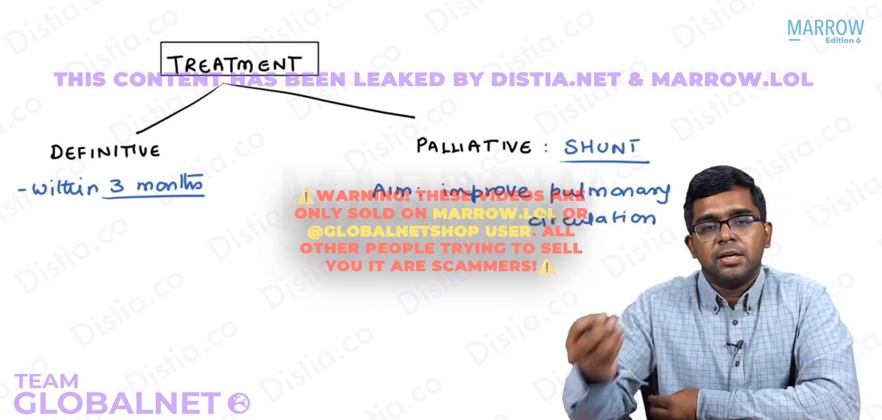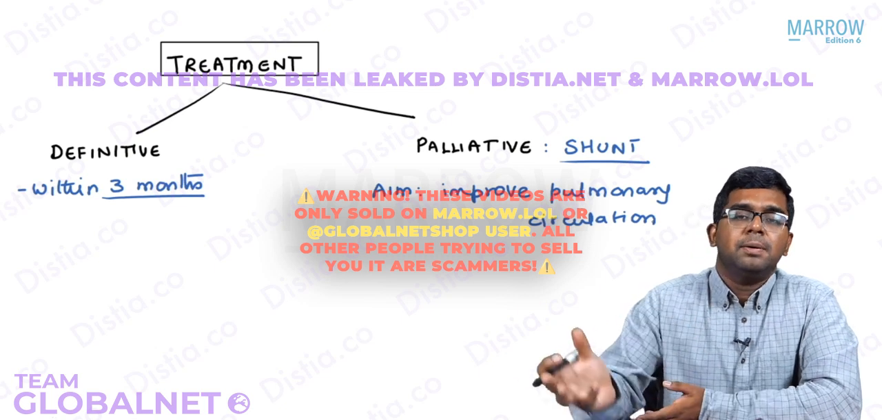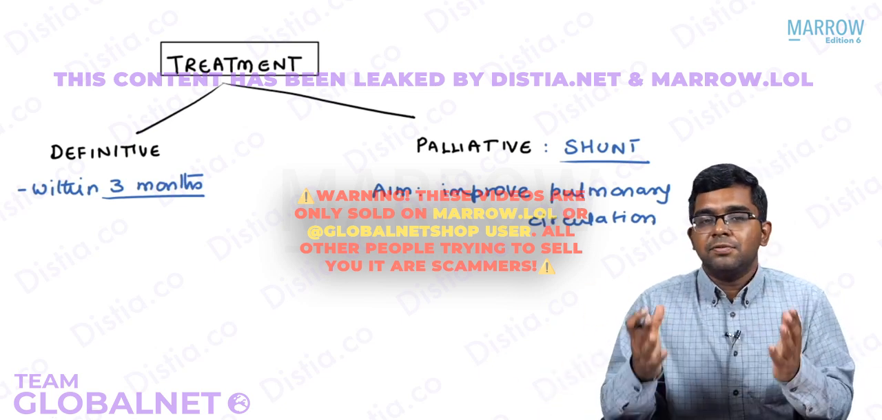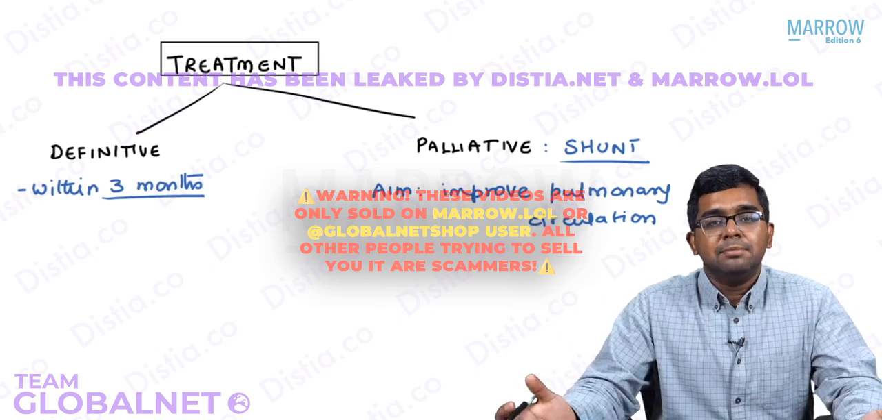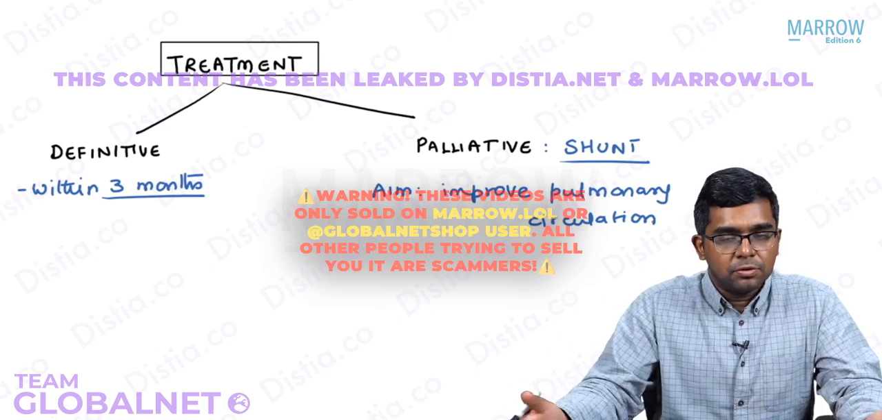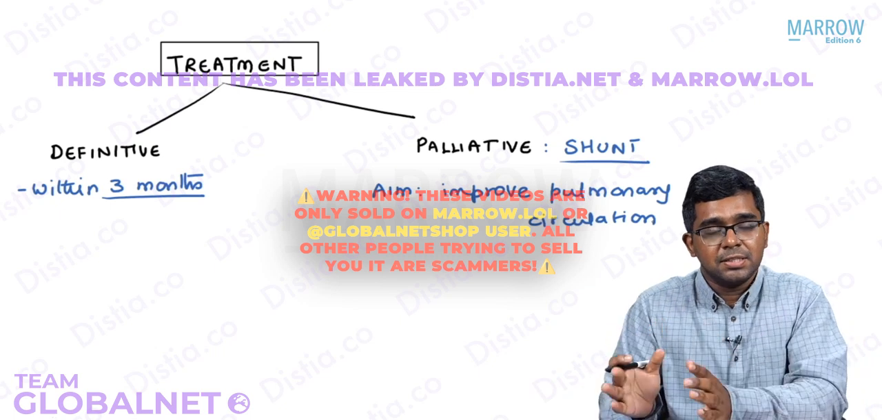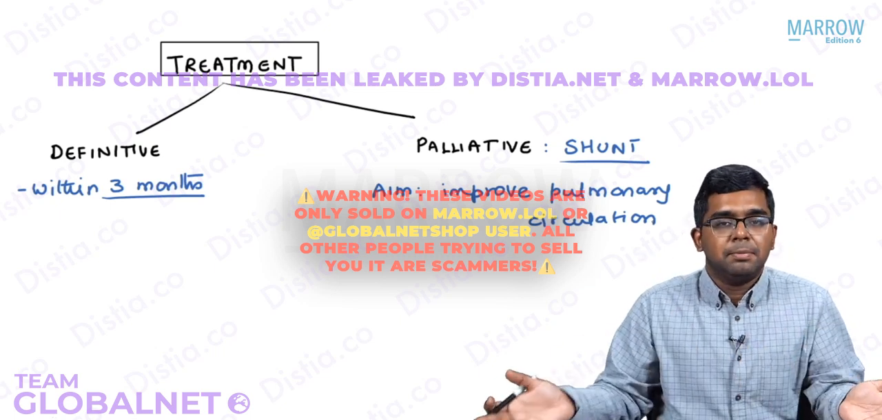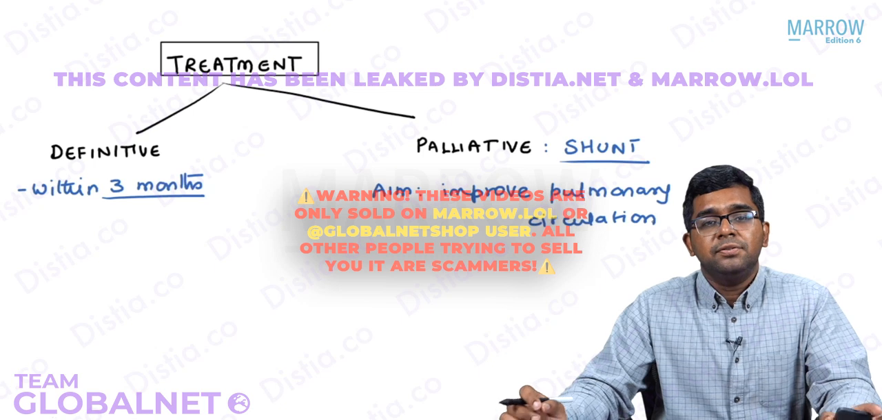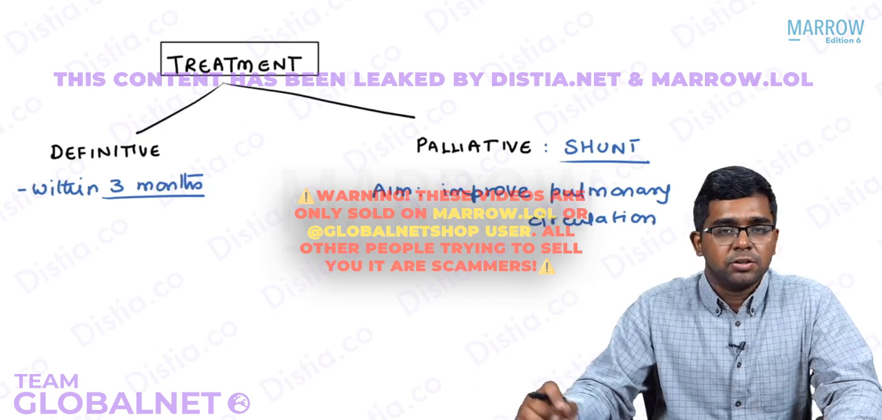Or in other words, you can remember improving the blood flowing into the pulmonary artery. If you remember, the basic reason for cyanosis in tetralogy of Fallot is nothing but decreased pulmonary blood flow. So palliative surgery or the shunt surgery is aimed at improving the pulmonary blood flow. Let us see what are the different shunt surgeries available in tetralogy of Fallot.